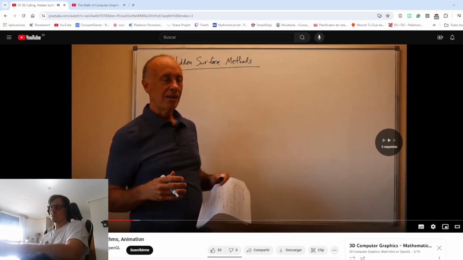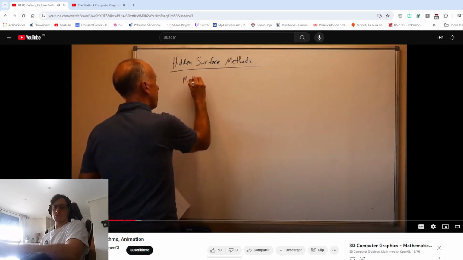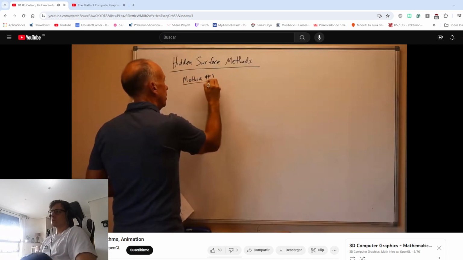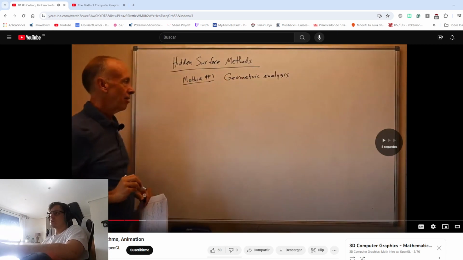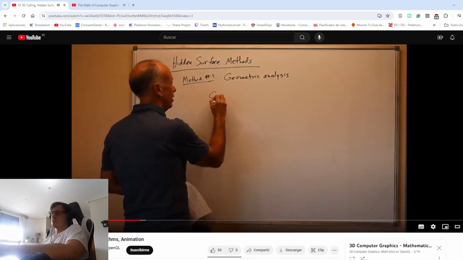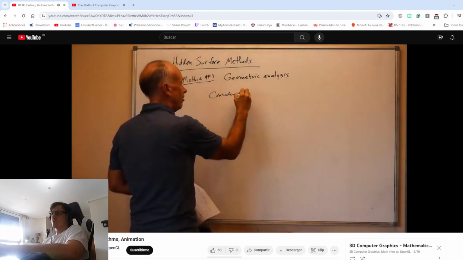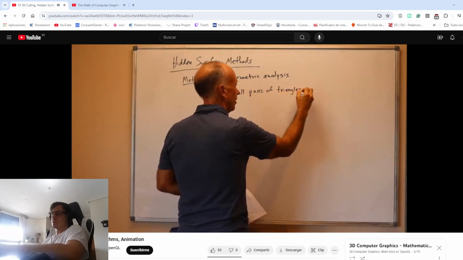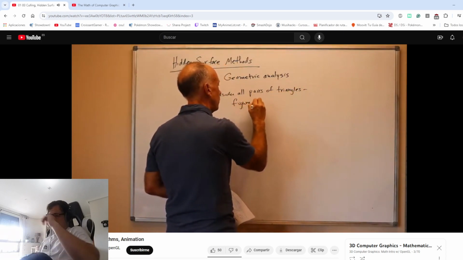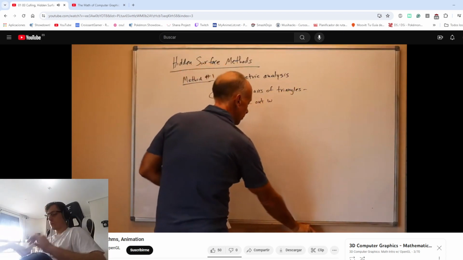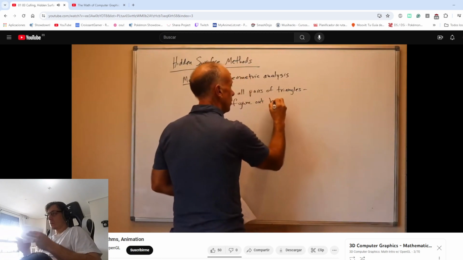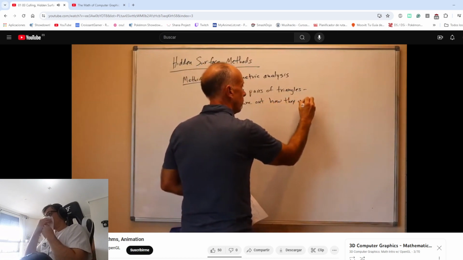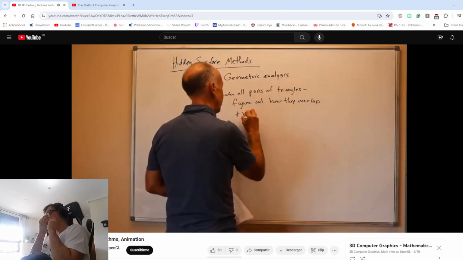Method number one is what I would call geometric analysis, looking at how triangles overlap. So here, loosely speaking, you would do the following. Consider all pairs of triangles in the scene, figure out how they overlap each other, and then render only the visible parts.